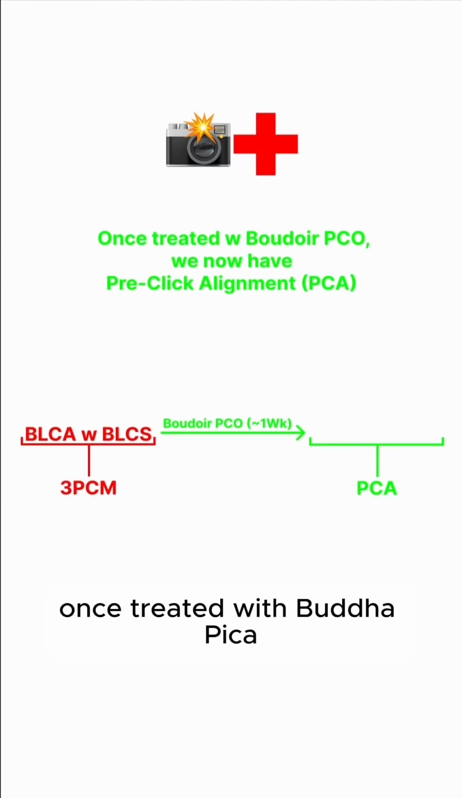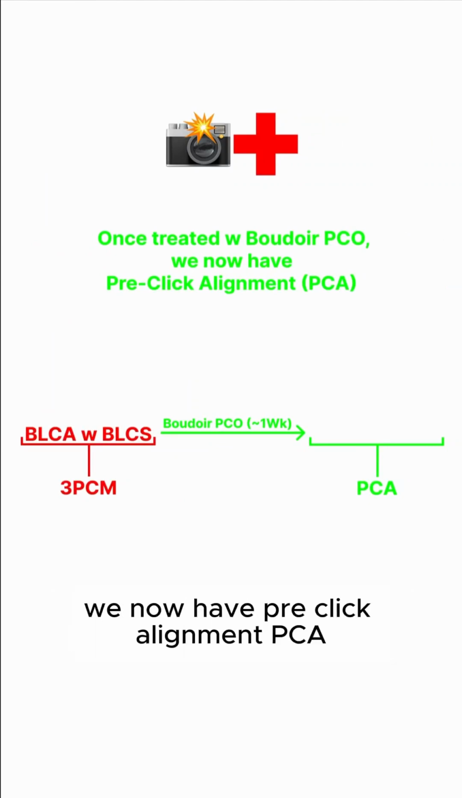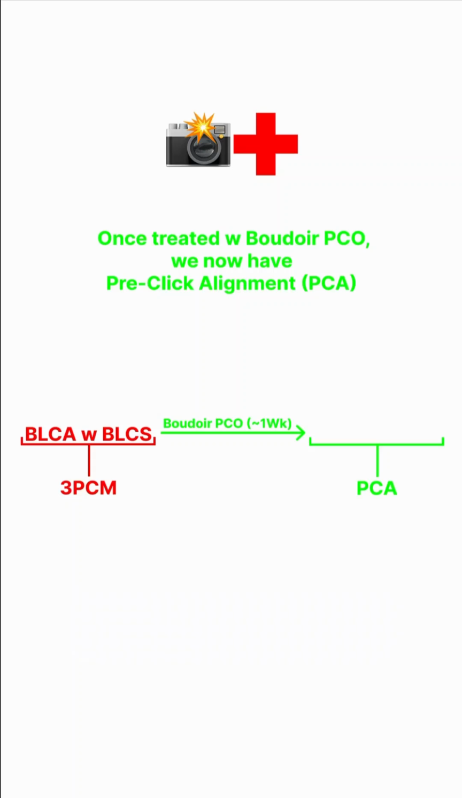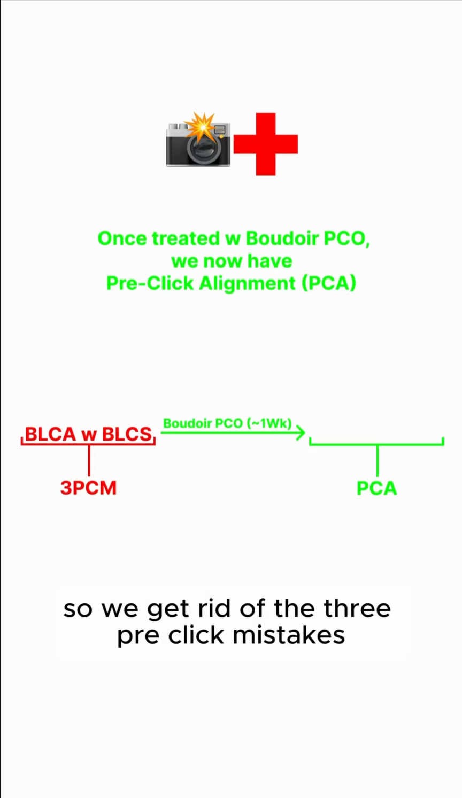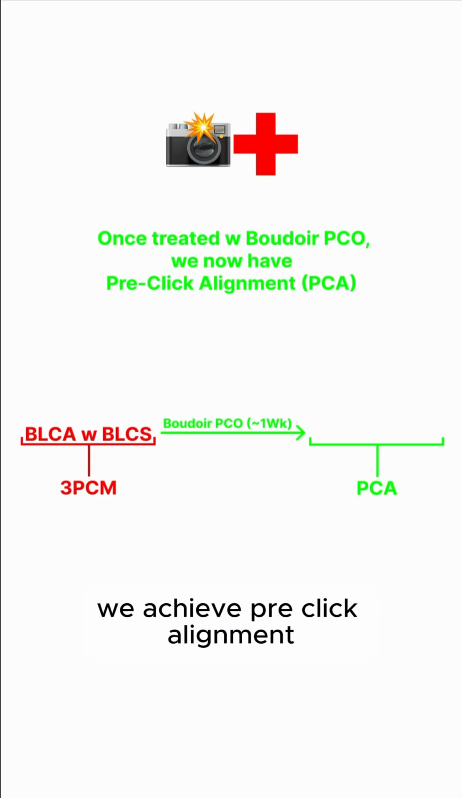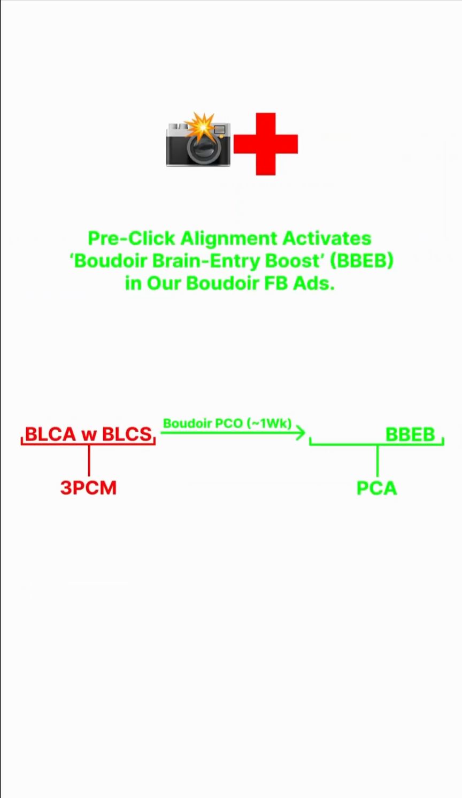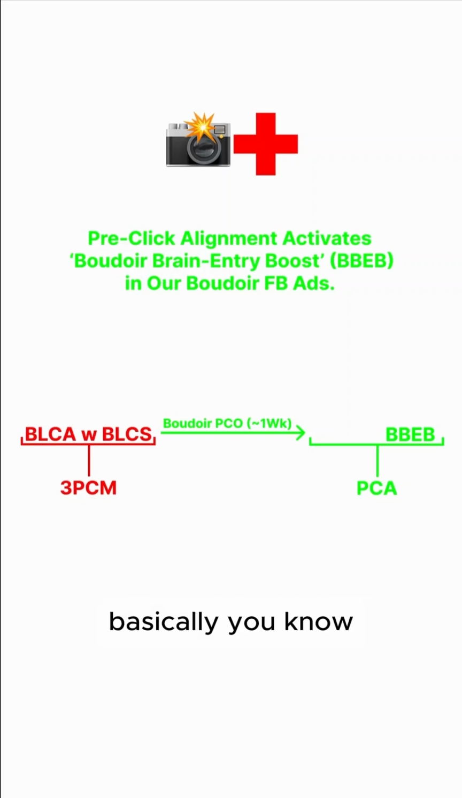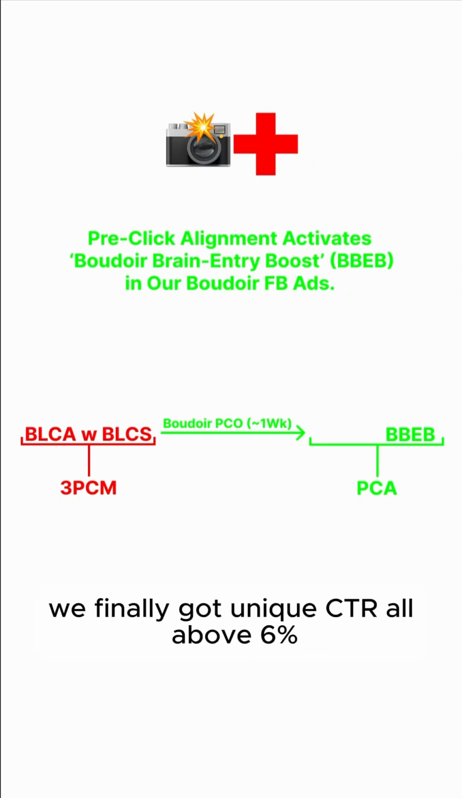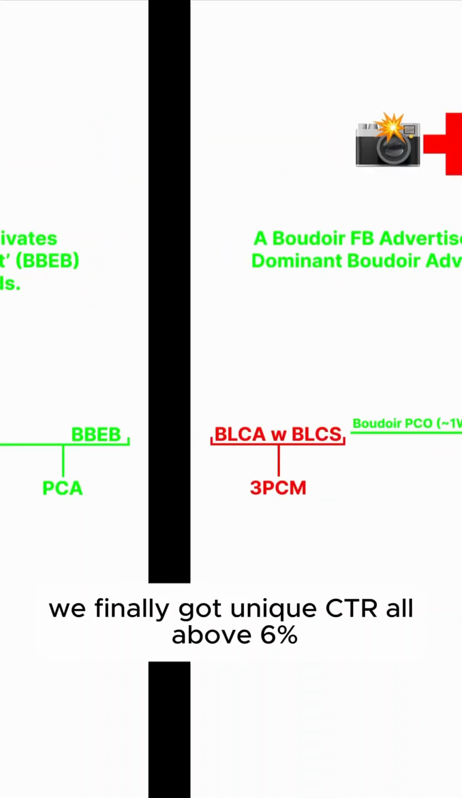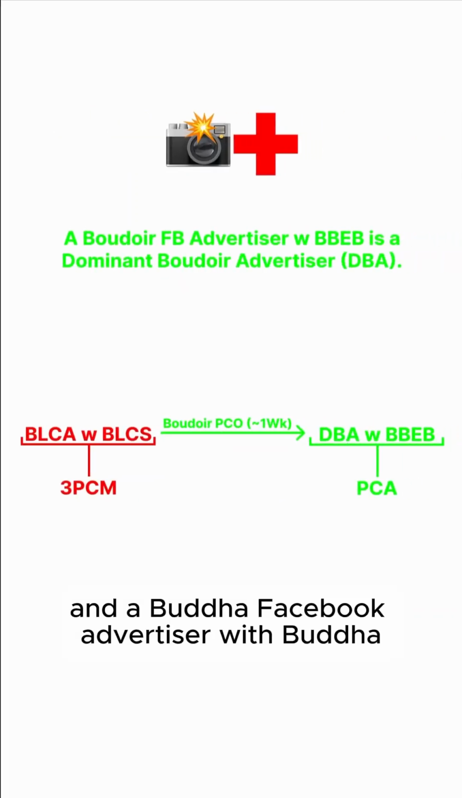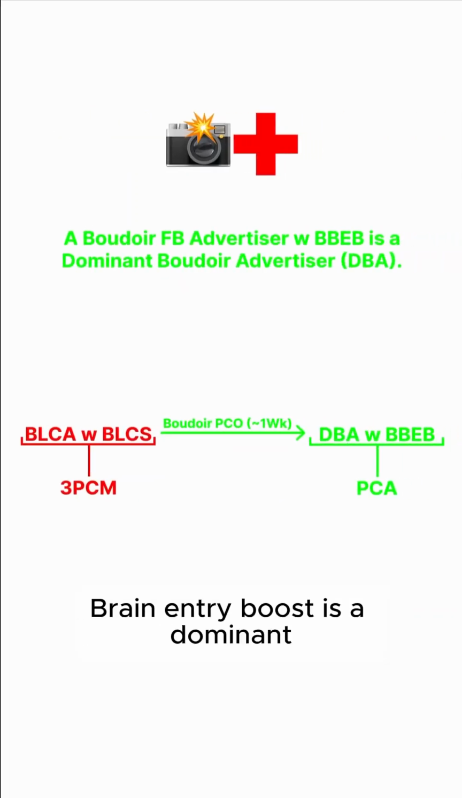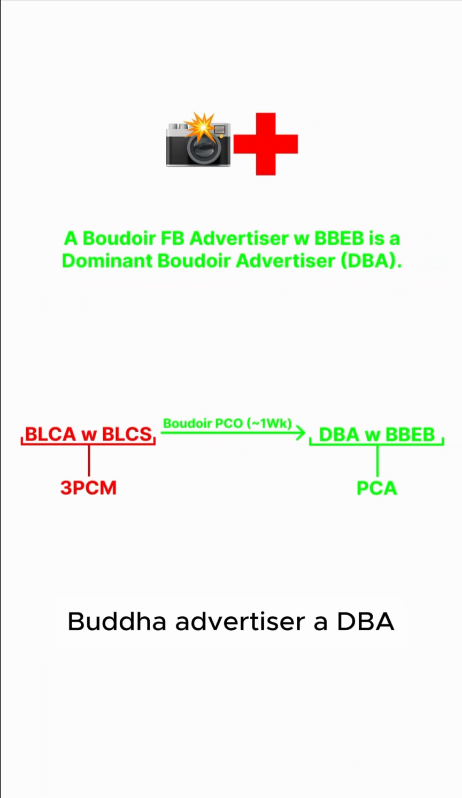Once treated with Boudoir PICO, we now have pre-click alignment, PCA. So we get rid of the 3 pre-click mistakes and achieve pre-click alignment. That's what we're looking for. And pre-click alignment activates Boudoir brain entry boost in our Boudoir Facebook ads. Basically, we finally got unique CTR above 6%. And a Boudoir Facebook advertiser with Boudoir brain entry boost is a dominant Boudoir advertiser, a DBA.